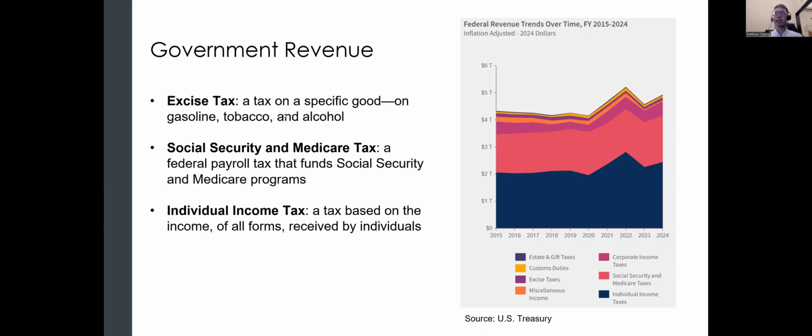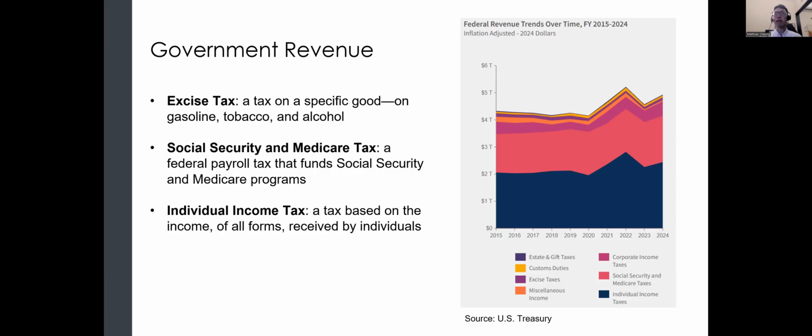So excise tax is a tax on a specific good, such as gasoline, tobacco, and alcohol. Now, the other big component of government revenue comes from Social Security and Medicare tax, which is a federal payroll tax that funds Social Security and Medicare programs.